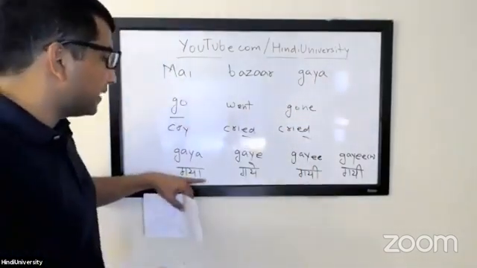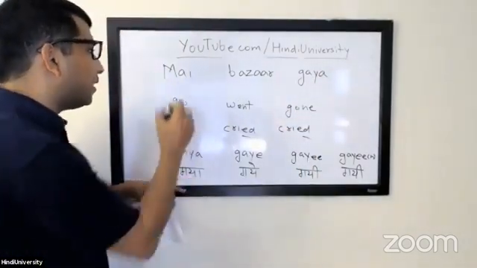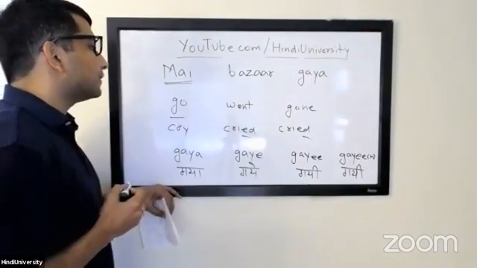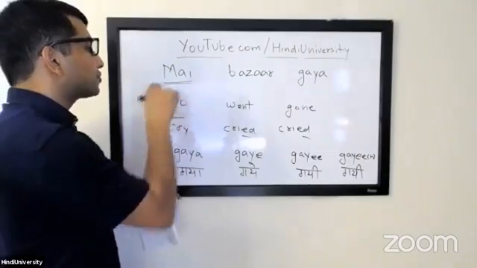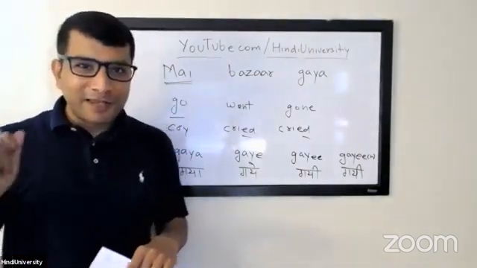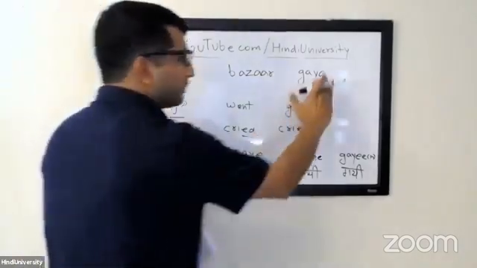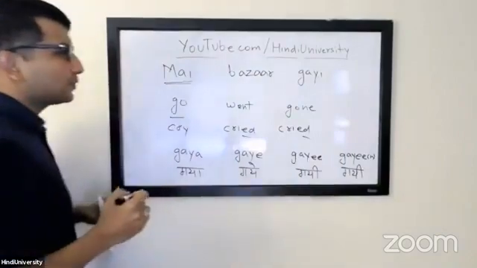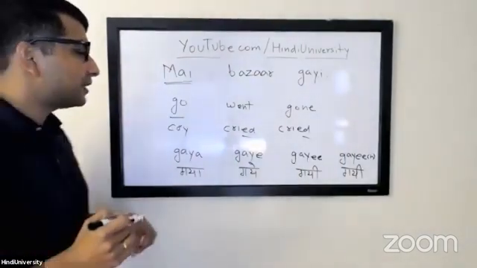Okay, main bazaar gaya. And now it's following the gender of your subject. So if I'm saying it, it'll be main bazaar gaya. If Kelly ji is saying it, she'll be saying main bazaar gayi. So that's feminine singular, main bazaar gayi.